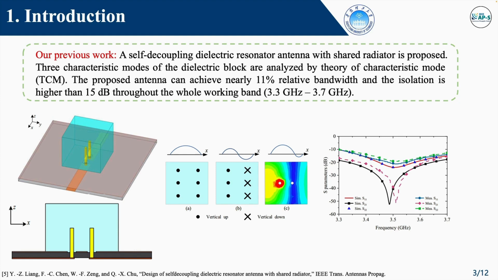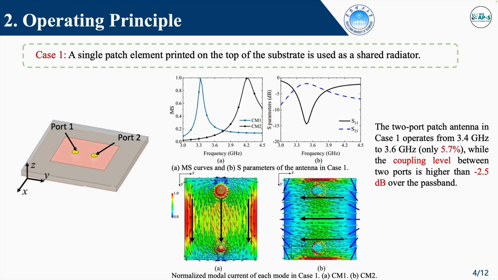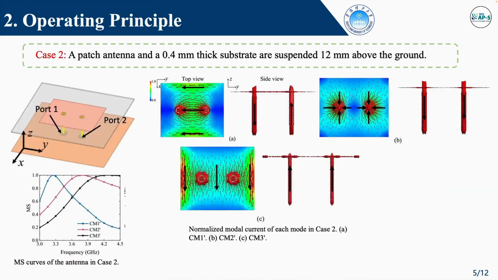To address this problem, a two-port stacked patch antenna is designed here. The perspective view of a conventional two-port patch antenna is shown here. Only two narrowband characteristic modes resonate at 3.3 GHz and 4.2 GHz, while only CM1 can be excited by the probe. Therefore, the same current magnitude at the receiving and transmitting ports results in a high coupling level, which is higher than -2.5 dB over the passband.